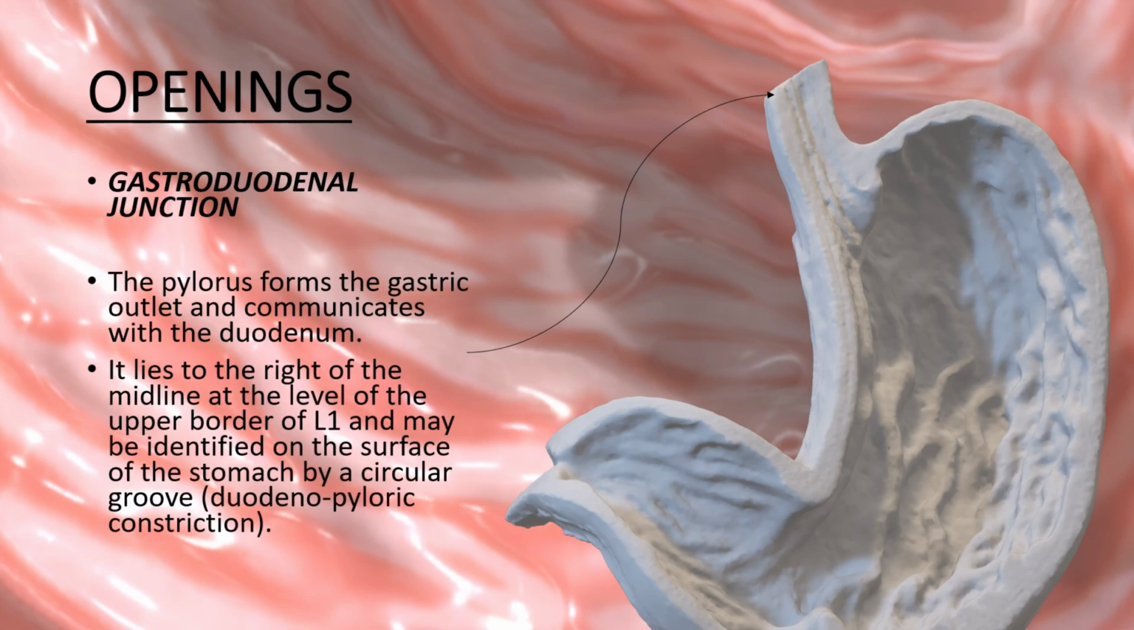Also, we have another opening that is lower, called the gastroduodenal junction. The pylorus forms the gastric outlet and communicates with the duodenum. It lies to the right of the midline at the level of the upper border of L1 and may be identified from the surface of the stomach by a circular groove.